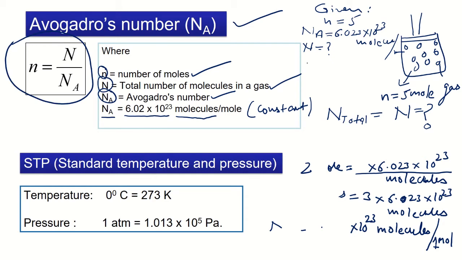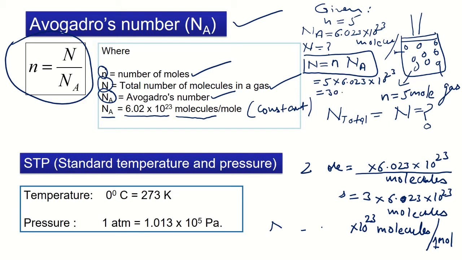The formula will be like this. After cross multiplying, N equals small n times Na. This formula we have to use to find the solution. Now how many molecules are there? The number of moles is 5 and this is 6.023 into 10 to the power 23, and this is 30.